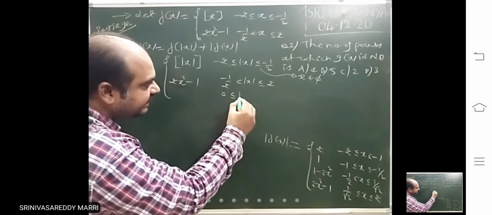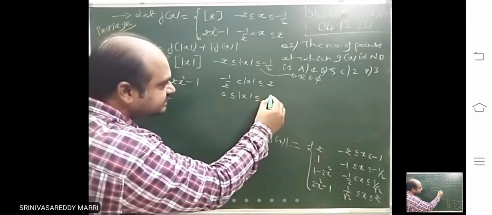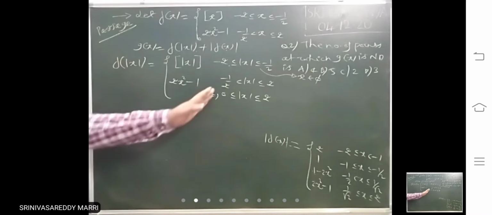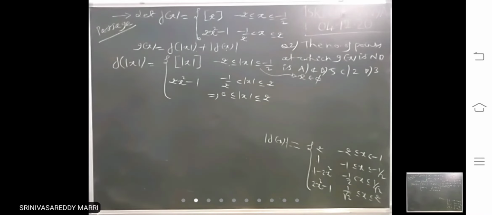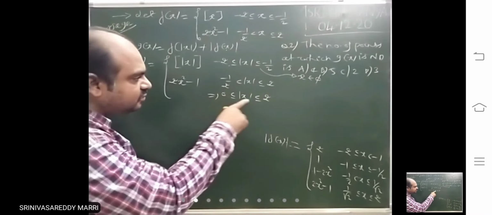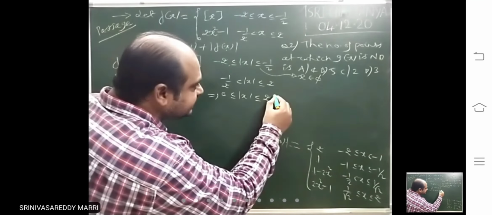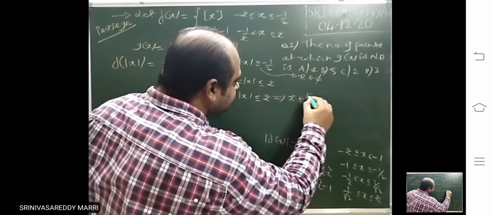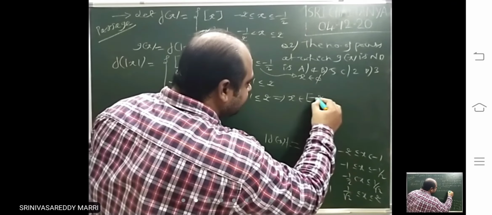When there will be x value? When x lies between 0 and 2. Modulus x cannot be negative. You won't get any x value for negative. Right? That means 0 to 2 it must lie. Modulus x less than or equal to a means what? X belongs to minus a comma a.